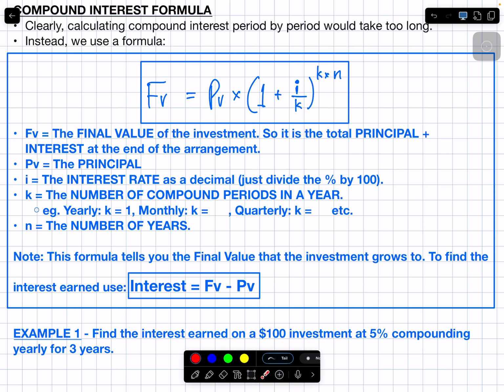All right, let me go through what those letters mean. FV in this formula tells you the final value of the investment. It tells you what your money grows up to. So please keep in mind that is the principal and the interest added together. When we did this formula here, SI is equal to PRT, all that told you was the interest on top. That told you the cherry on top. It didn't tell you the full thing. What does PV stand for? It's the principal. So it's the same as P in SI is equal to PRT. PV is the principal, what you invested in the first place.